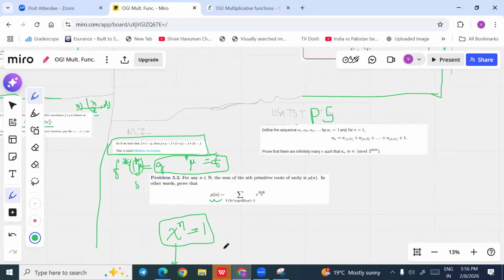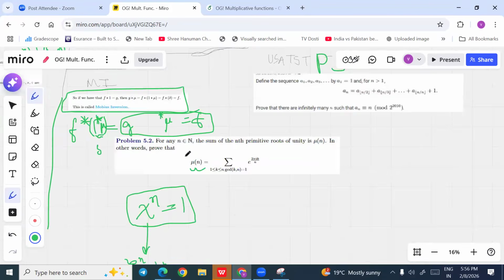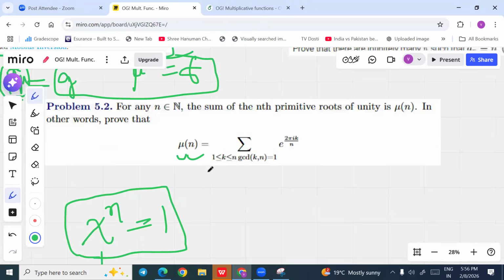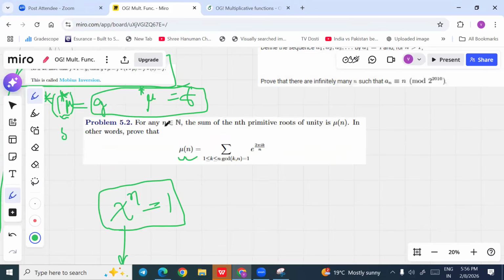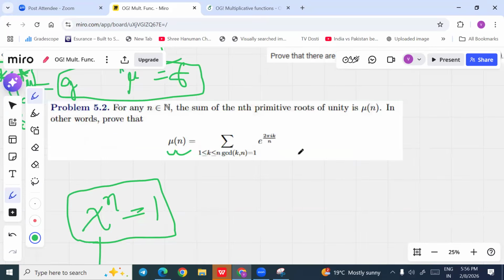Okay, interesting. Now we'll solve this one. The idea is a bit hard to think of, but once you have this motivation of Mobius inversion, it's not that hard.